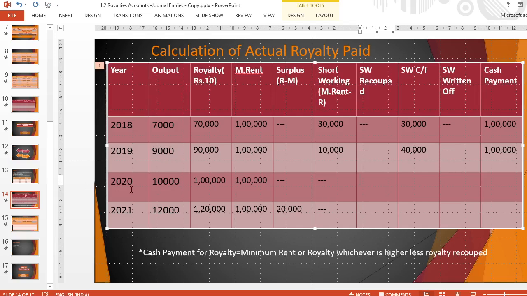And in the year 2020, we have brought forward the balance of 40,000 worth short working, but there is no surplus. Again in the third year there is no surplus to adjust.